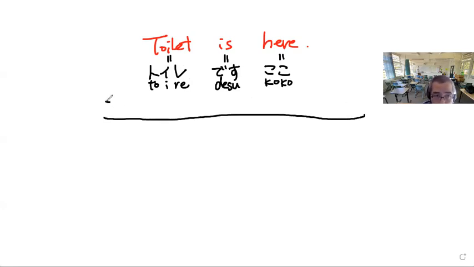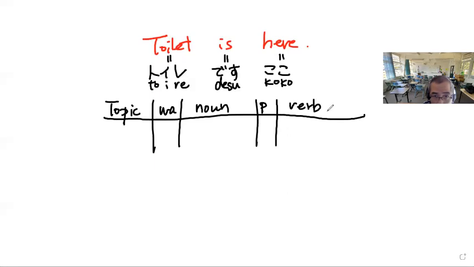Okay, a typical Japanese sentence structure goes with topic, followed by wa, followed by noun, followed by particle, and ends with verb. Okay, if I write down "toilet is here" based on the sentence structure, toilet, is, here. Okay, here can be an adverb, here can also be a noun. In this case, let's put it as a noun. Okay, so toilet is here.